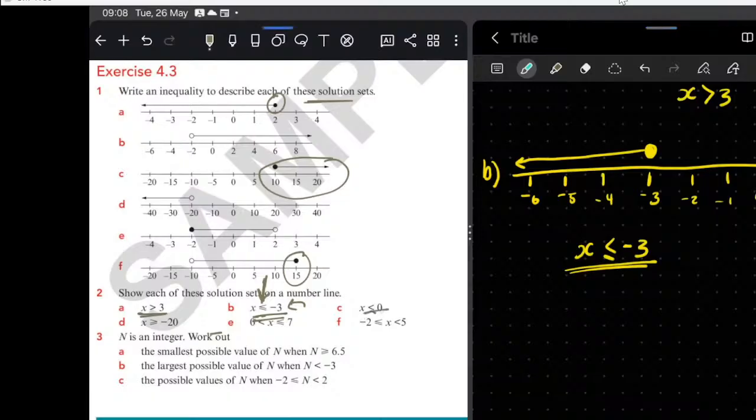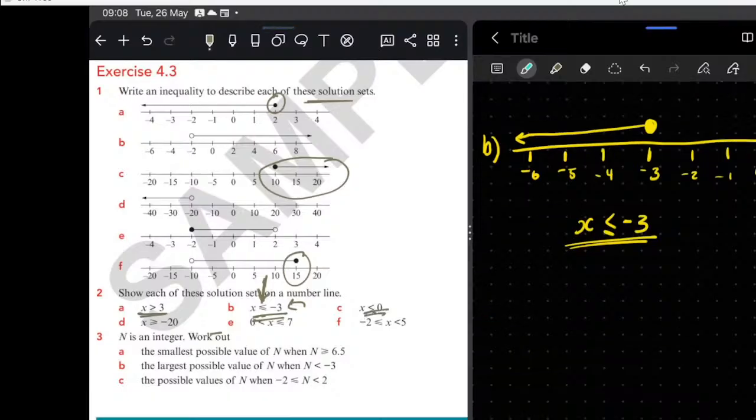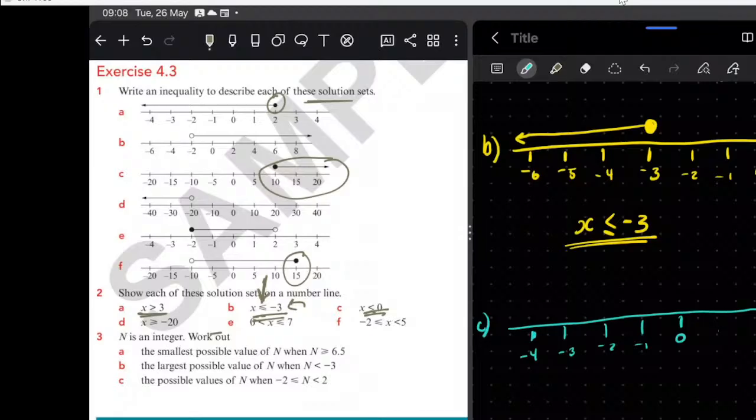Right, then we have x less than or equal to 0. That's C now. So we put our number line. Minus 4, minus 3, minus 2, minus 1, 0, 1, 2, 3, 4. Here we want it to be less than 0. So what do you do? When it's less than 0, where do you go? First, tell me. X is less than what?